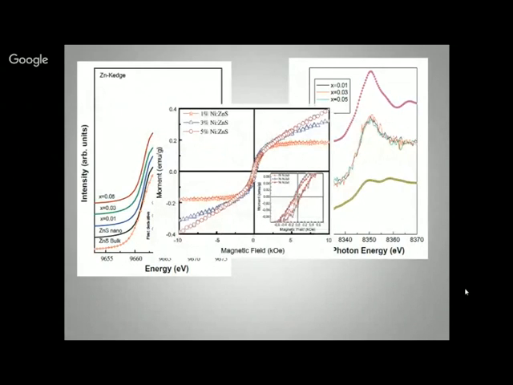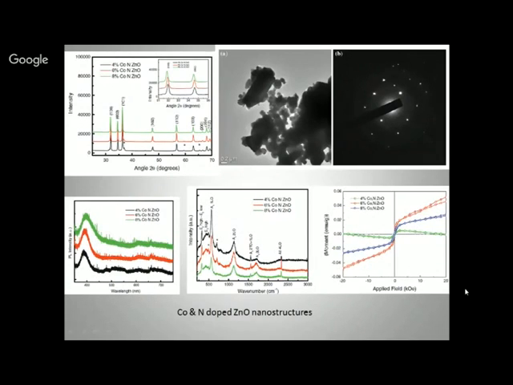So basically, these semiconducting materials, after doping with some magnetic materials, are showing magnetic properties also. By using this technique, we basically get two properties, semiconducting as well as magnetic, in a single phase material, and that will increase the efficiency as well as the data storage capacity. This is for cobalt and nitrogen doped zinc oxide nanostructures.